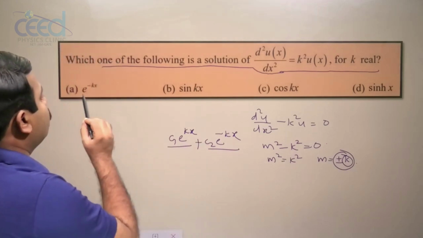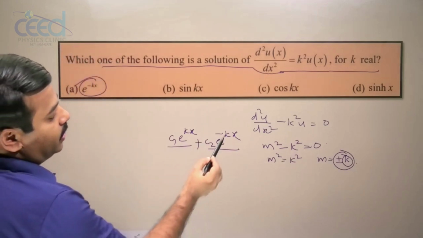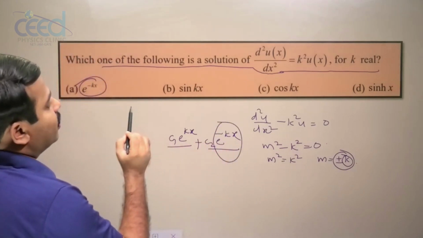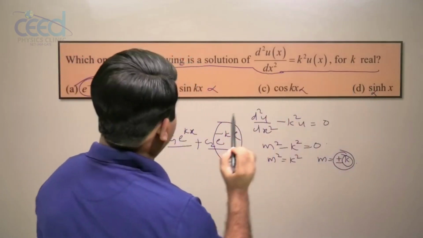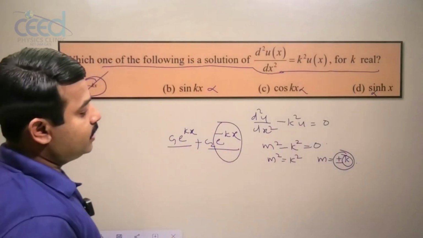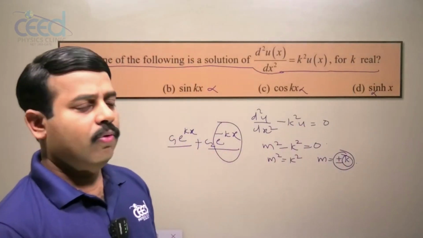Out of the given options, e raised to minus kx is reflected here, but the others are not. So option A is correct. All right.